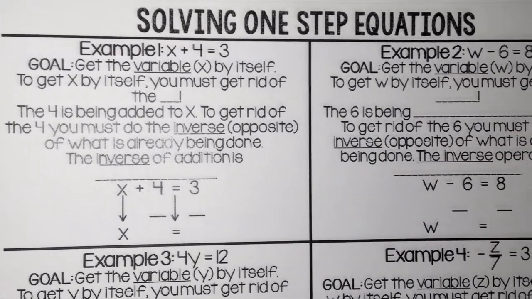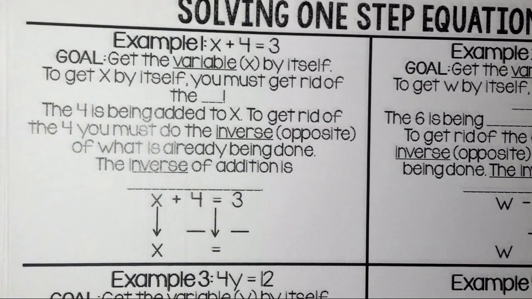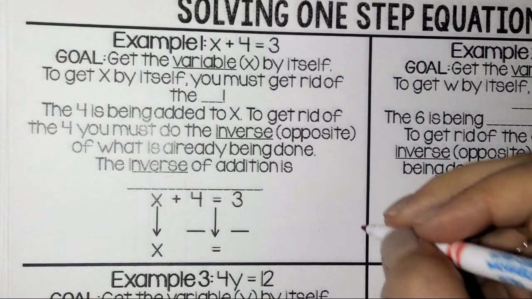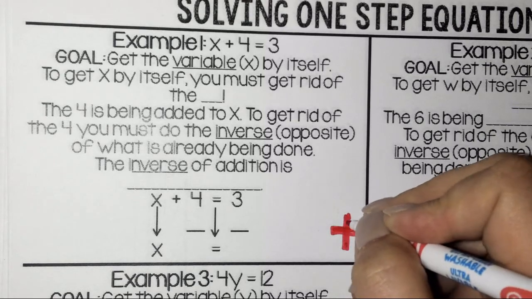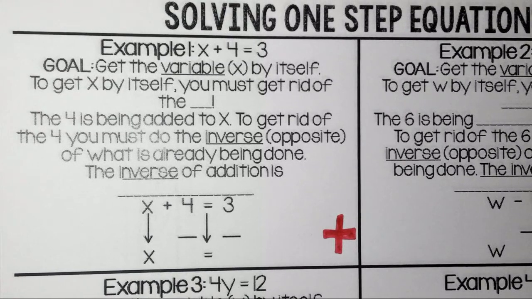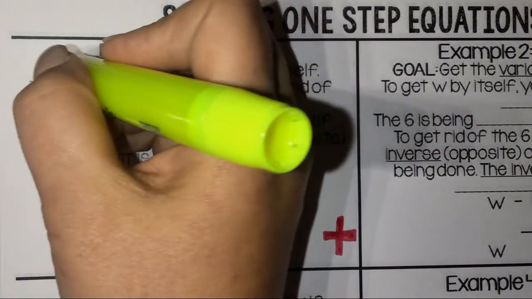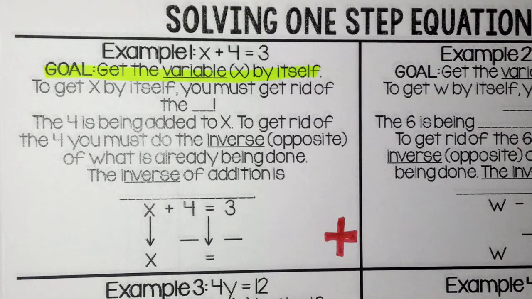So let's look first off at addition. And guys, you can move down here if you need to so you can see better, because we're going to be doing this for a while. Okay, so looking at addition. My goal when I have an equation and I'm trying to solve it never changes. My goal is to get the variable on one side of the equal sign by itself.